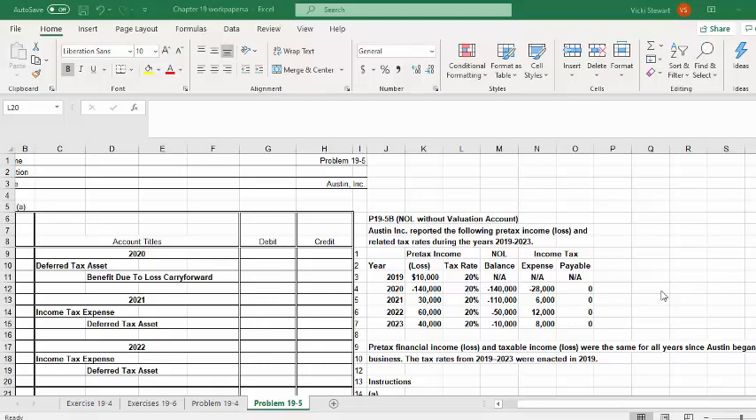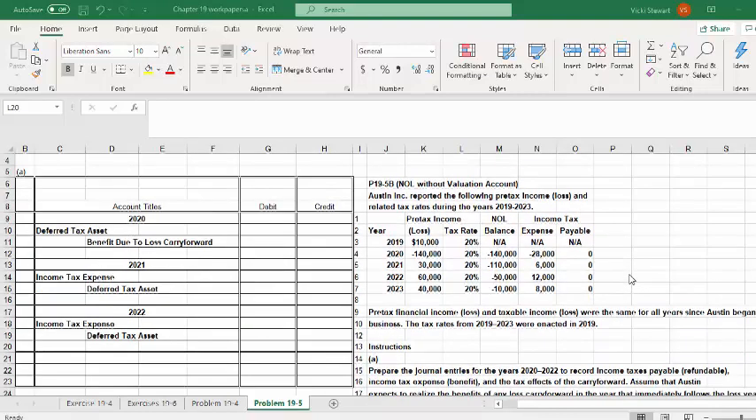Problem 19.5b, NOL without valuation account. Austin Inc. reported the following pre-tax income loss and related tax rates during the years 2019 through 2023. Pre-tax financial income or loss and taxable income or loss were the same for all years since Austin began business. The tax rates from 2019 through 2023 were enacted in 2019.